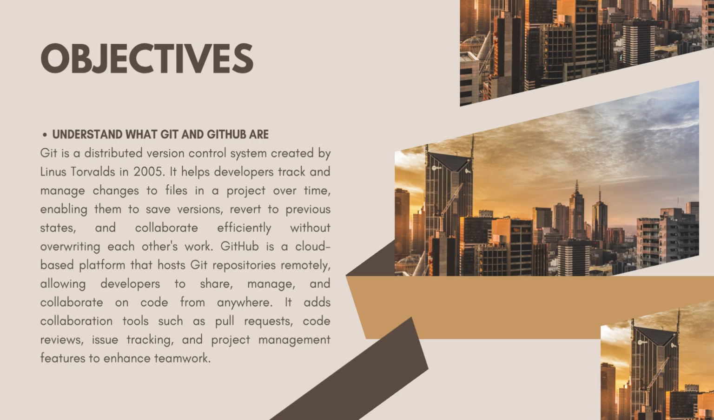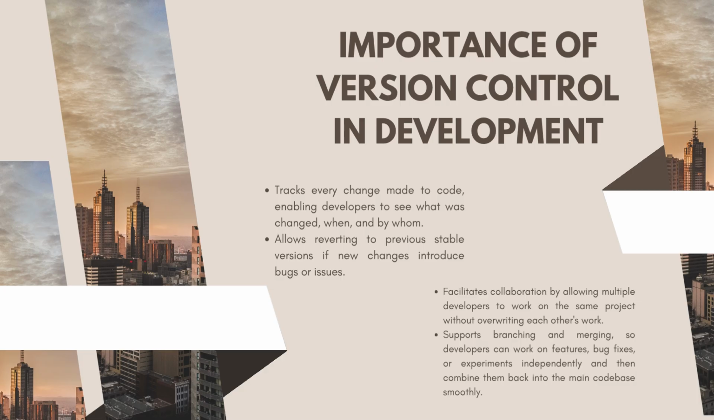GitHub is a cloud-based platform that hosts Git repositories remotely, allowing developers to share, manage, and collaborate on code from anywhere. It adds collaboration tools such as pull requests, code reviews, issue tracking, and project management features to enhance teamwork. Importance of version control in development.